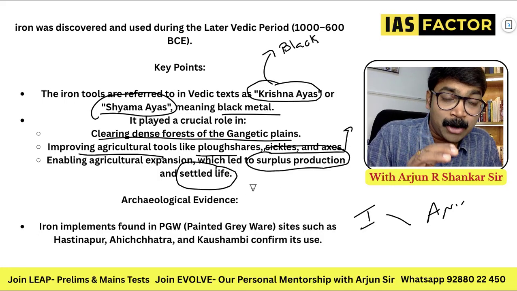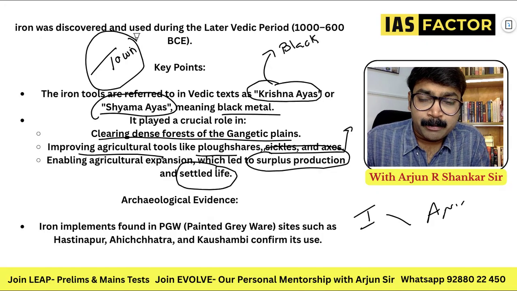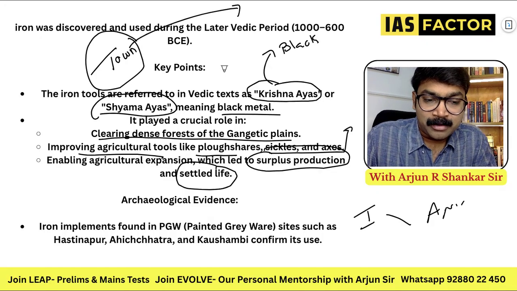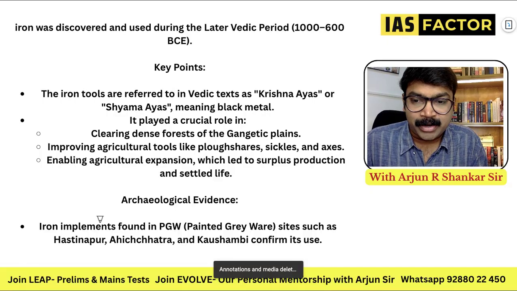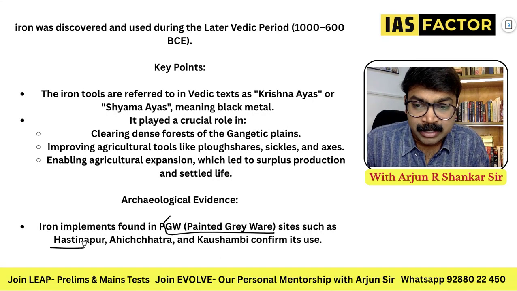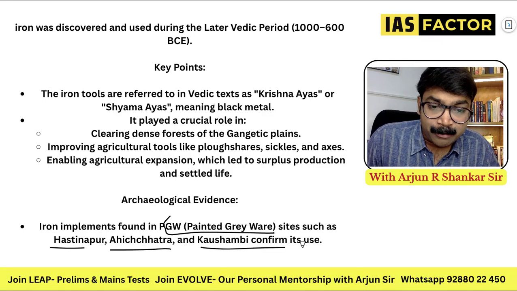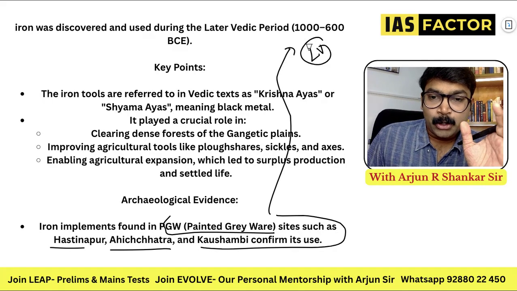People started to settle down. Big towns started to be built, like you see the Mauryan towns, Mahajanapada times, big towns started to come in. So remember that point in detail. And what is the archaeological evidence? You can find the implements at PGW, the Painted Grey Ware sites such as Hastinapur, Ahichchhatra, Kausambi, all confirming the PGW. So these are all later Vedic things to be remembered.